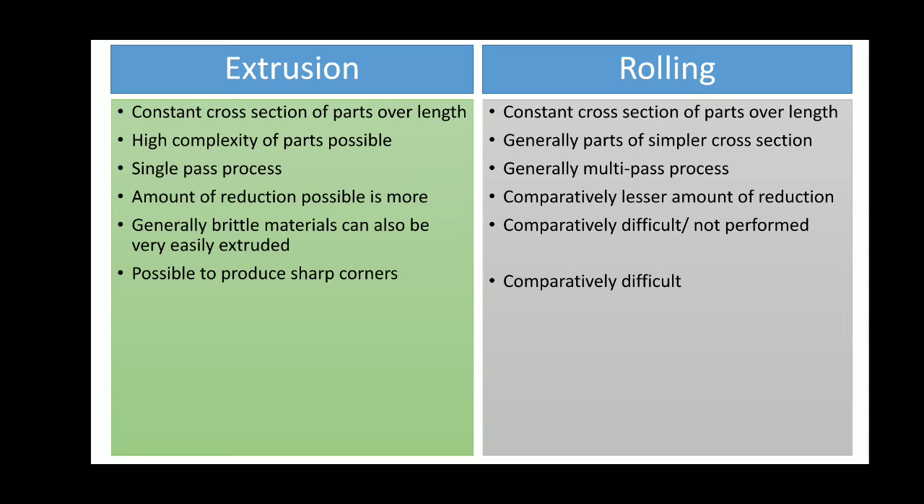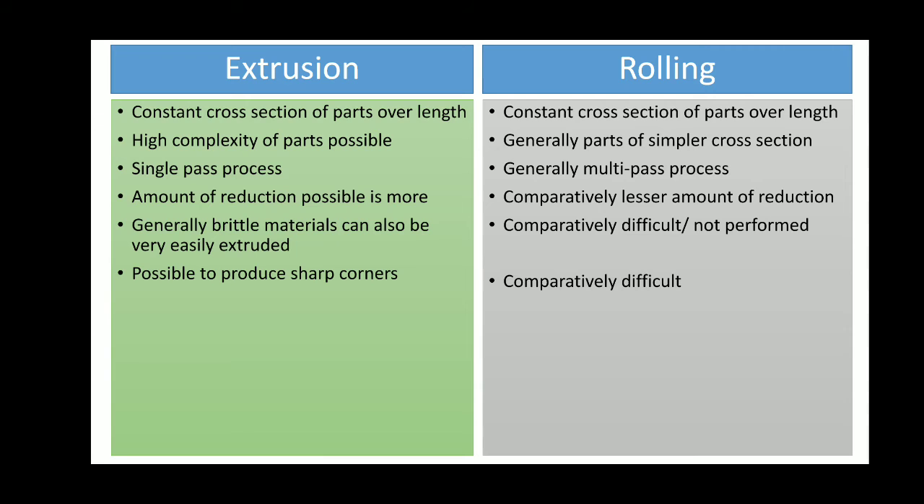We have seen that the amount of draft achievable in rolling is limited, and the final shape can be drastically different, as we can have roll pass design to get different forms. So all these things we have already discussed, and rolling is generally a multi-pass process. In extrusion the amount of reduction possible is more, but in rolling it is comparatively lesser. As you have already seen, various problems were involved, like roll force and roll separating force, and the achievable draft was somewhat limited.